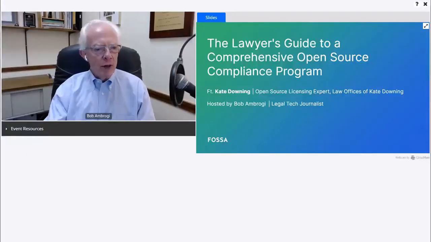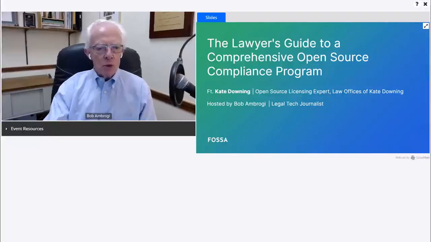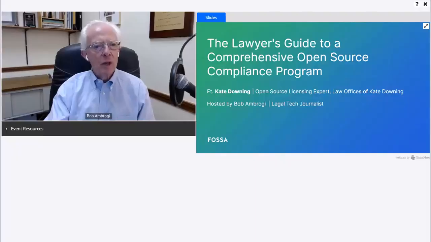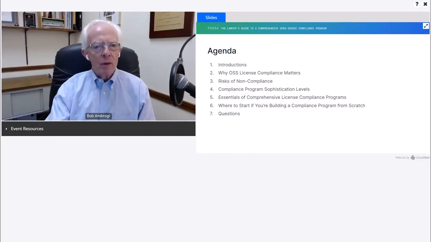So today we're going to hear from a leading expert in open source license compliance and learn the fundamentals of why it matters and how to build a compliance program. Specifically, we're going to talk about why OSS license compliance matters, the risks of non-compliance, compliance program sophistication levels, essentials of comprehensive license compliance programs, where to start if you're building a compliance program from scratch, and we will take your questions at the end.